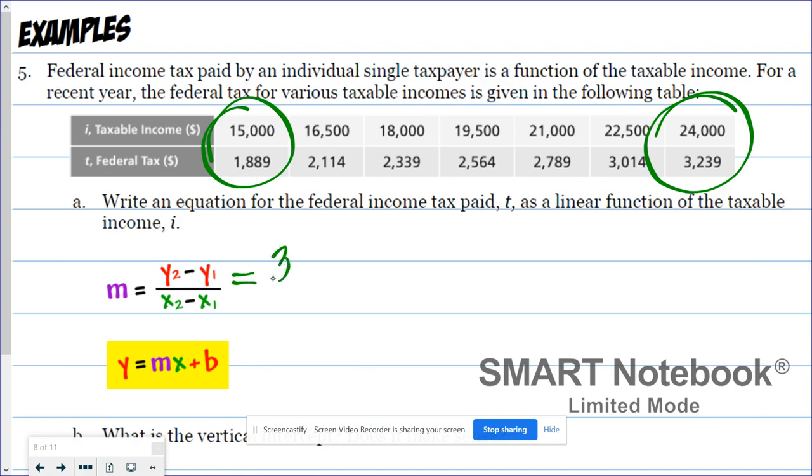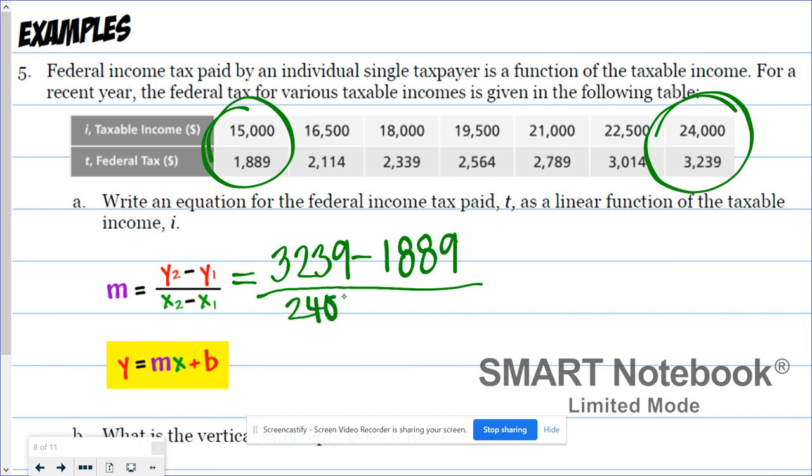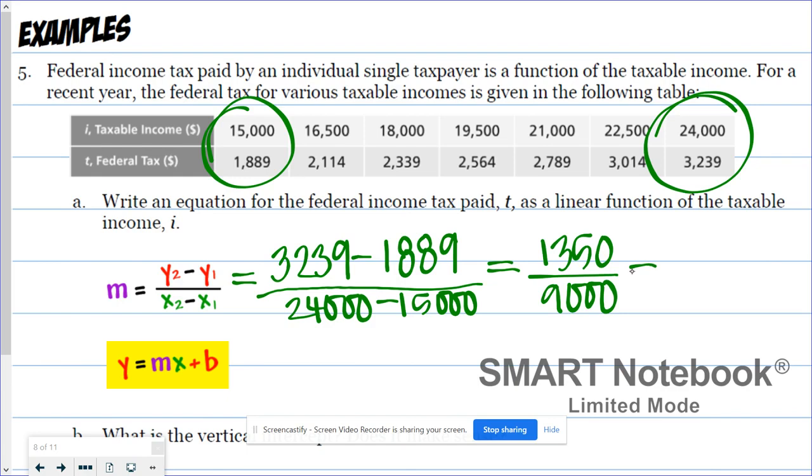So that means I'm going to have 3,239 minus 1,889. And I'm going to divide this by 24,000 minus 15,000. So let me do some calculations here. Up on top, we're going to have 1,350. And on the bottom, we'll have 9,000. And let me do my division. We are looking at 0.15.